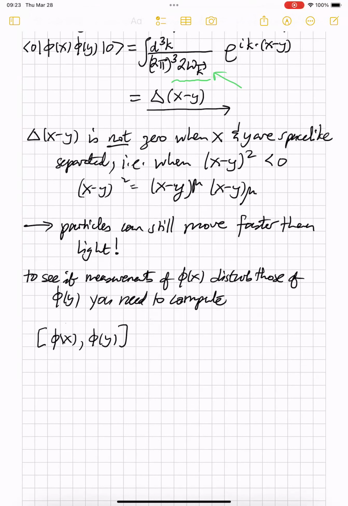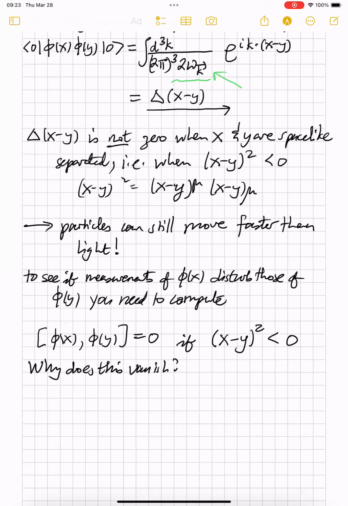And we've already calculated this commutator. We found that this is 0 if X and Y are space-like separated, and that means if X minus Y squared is less than 0, okay? But you might be a bit puzzled. You might say, why does this vanish? And the reason why that's a bit puzzling is because we've just checked that particles can move faster than light.